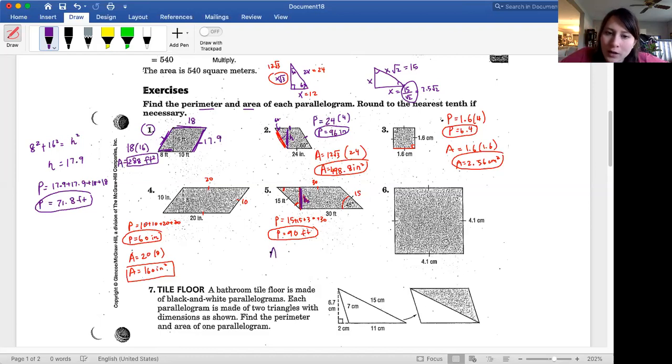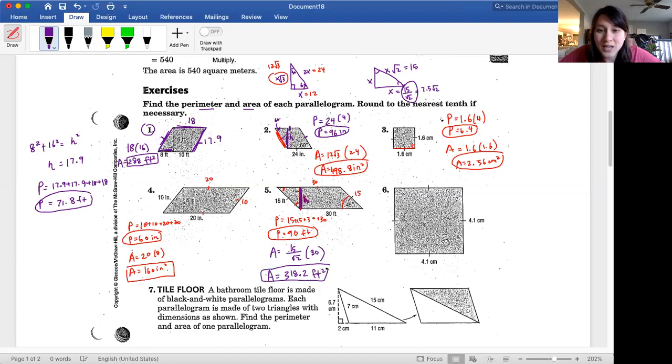So the area equals 15 divided by square root of 2 times the base, which is 30. So 15 divided by square root of 2 is 10.6. And then that times 30 is about 318.2 when it's rounded. So this is feet squared.